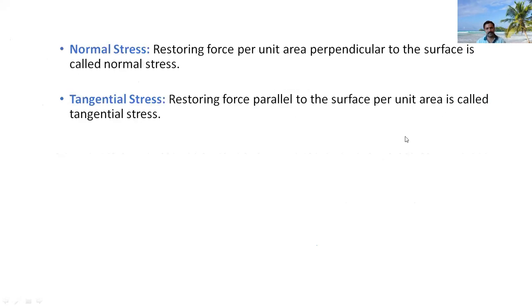So what is the normal stress? There are two kinds of stress. One is the normal stress and the other is the tangential stress. Normal stress means the restoring force per unit area perpendicular to the surface, called normal stress.